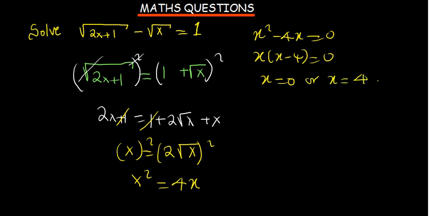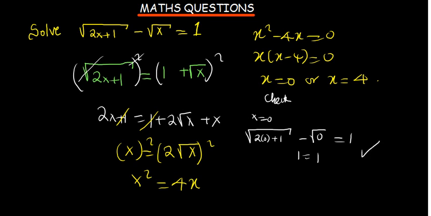But you need to check this. Radical equations, modulus equations, after you find the answers, you need to check. So for x is equal to 0, you're going to get square root of 2 multiplied by 0 plus 1 minus the square root of 0 should give you a 1. Okay, 2 times 0 is 0, plus 1, 1. Square root of 1 is 1, minus square root of 0, that is still 1. So 1 is equal to 1.